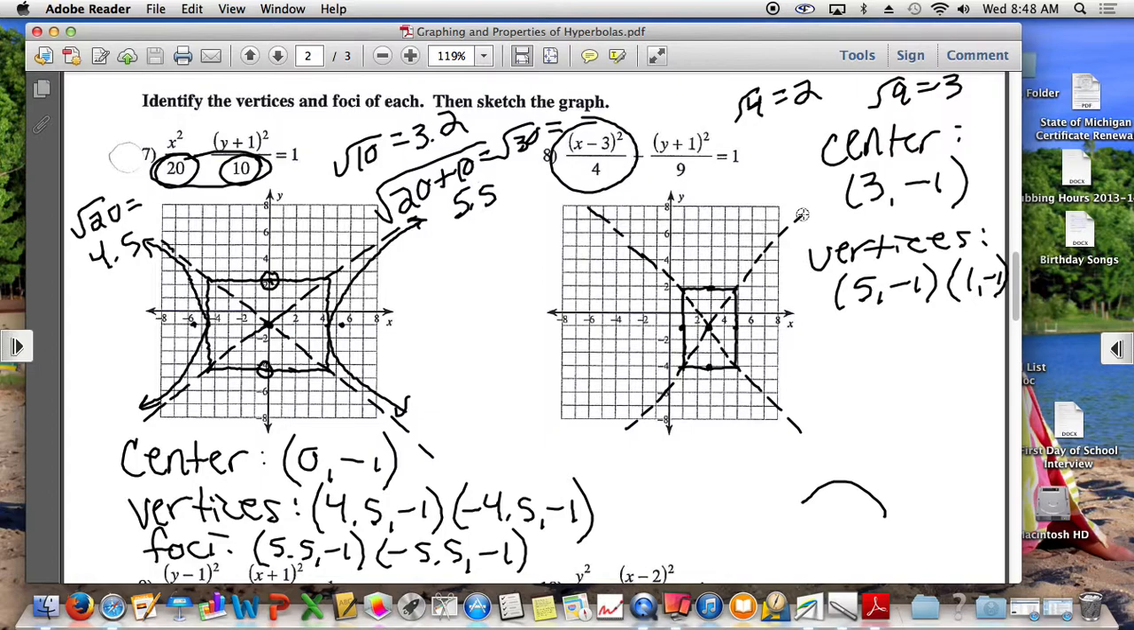Right now? And then you draw your hyperbola. You can draw your hyperbola by making sure that it goes through those vertices.